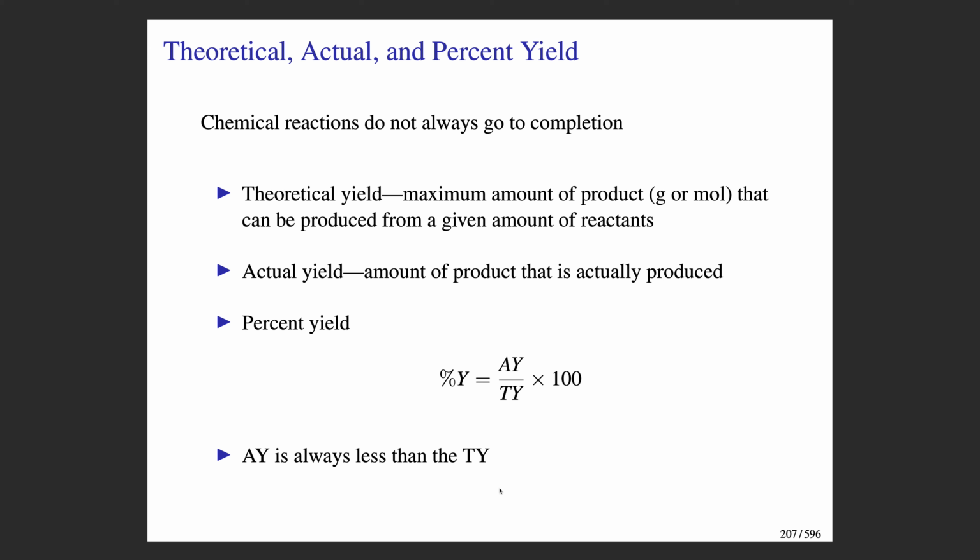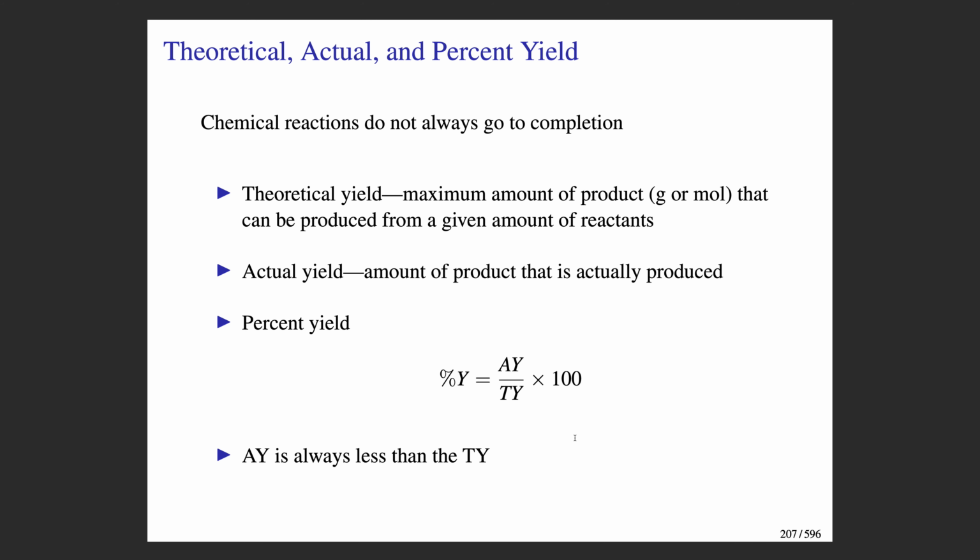Suffice it to say that the actual amount of product you make is always less than the theoretical amount that you can make. And so you can calculate what's called a percent yield. You take the actual yield of your product, the amount in grams or the amount in moles, and divide it by the theoretical amount in grams or moles, and multiply that by 100.